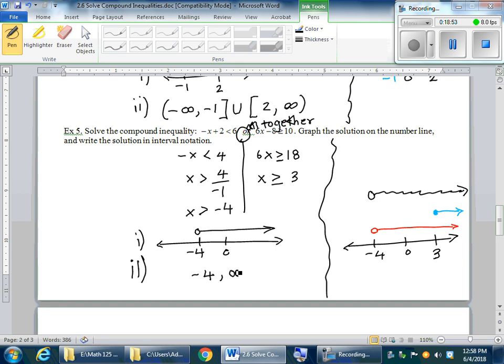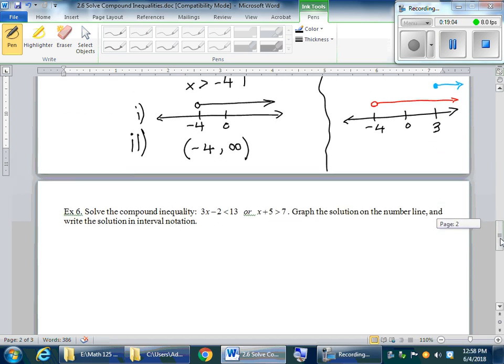Now the question is, is -4 inclusive or not? In this case, it's not inclusive, so it will be parentheses. Okay. Next example.